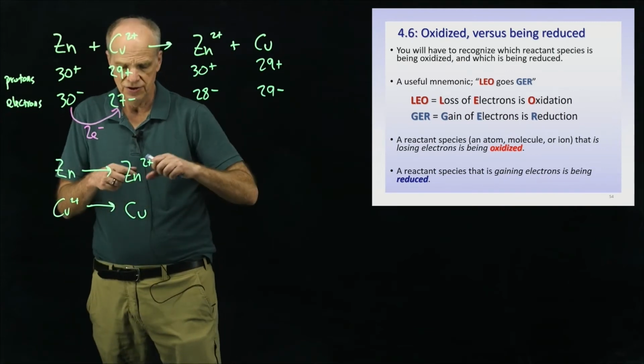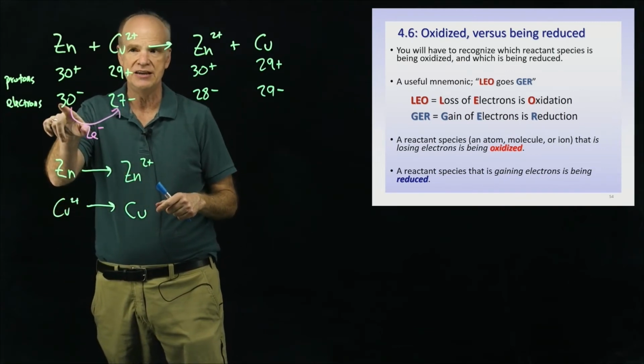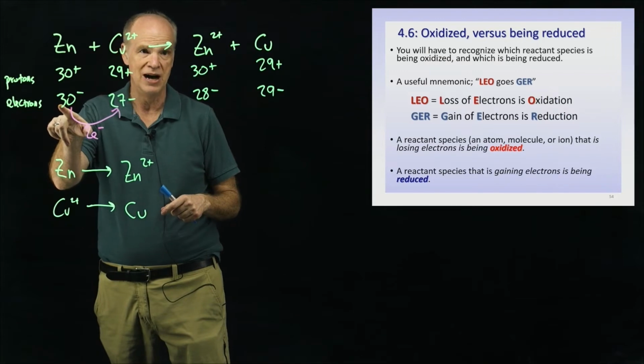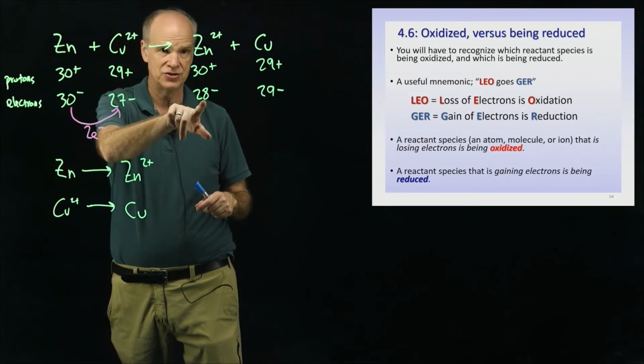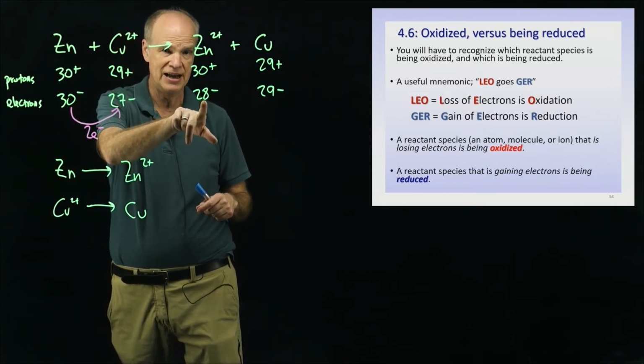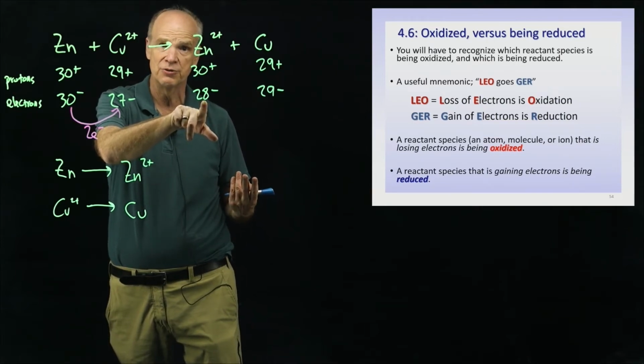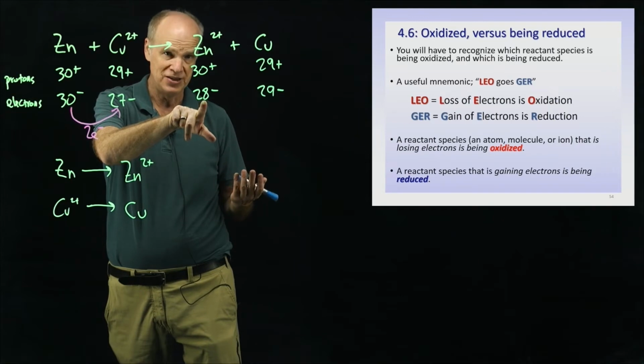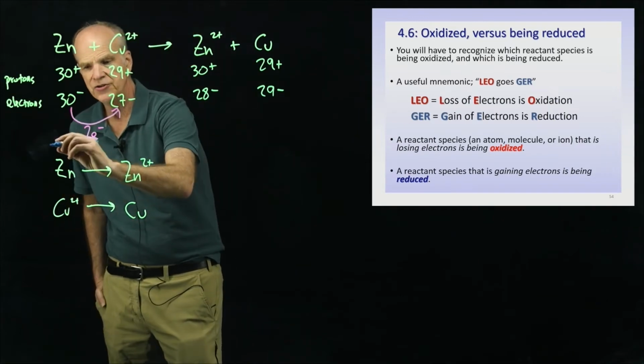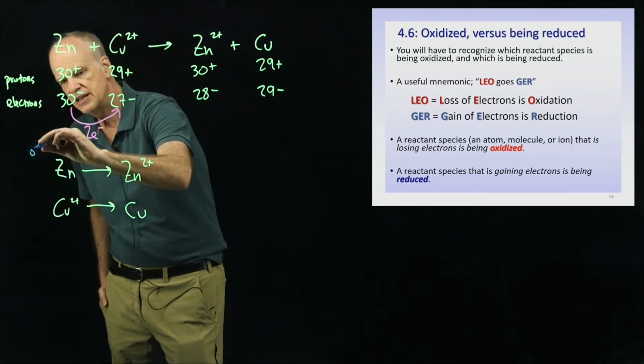So it looks to me that zinc here as a reactant must lose 2 electrons to become zinc ion as a product. So if it's losing electrons when you're going from reactant to product, that means it's being oxidized. And so the zinc metal here is being oxidized.